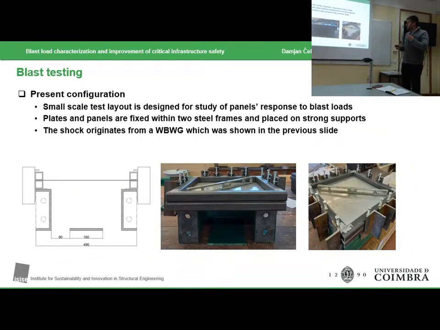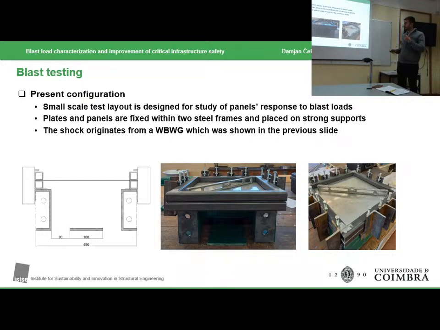So in the present configuration, we are no longer that interested in the propagation of shock through the water and performance of the detonation charge itself, because that was defined in the previous studies. Here we are analyzing the panels that I presented previously. So this is a strong support below. Here comes another beam, so it closes this. And inside the box, we will be placing various types of instruments.